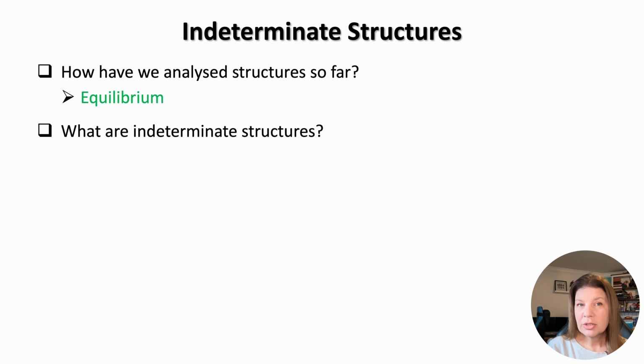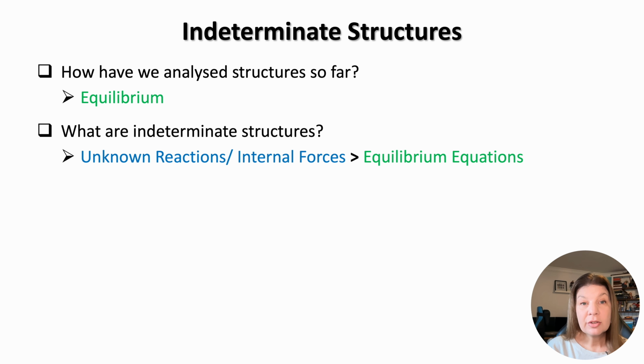So, what are indeterminate structures? Well, these are structures in which the number of unknown reactions or internal forces is greater than the number of available equilibrium equations. As we'll see shortly, this means that equilibrium alone is no longer sufficient to determine a unique solution. And this naturally leads to another question.